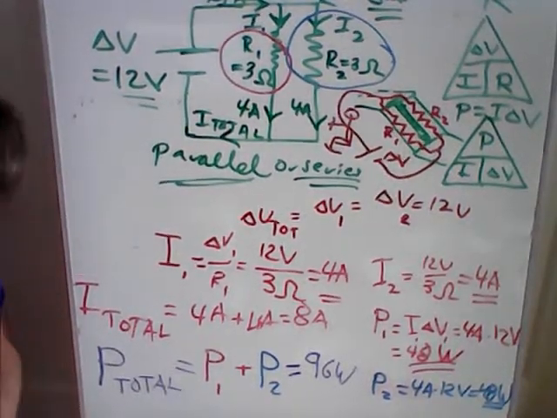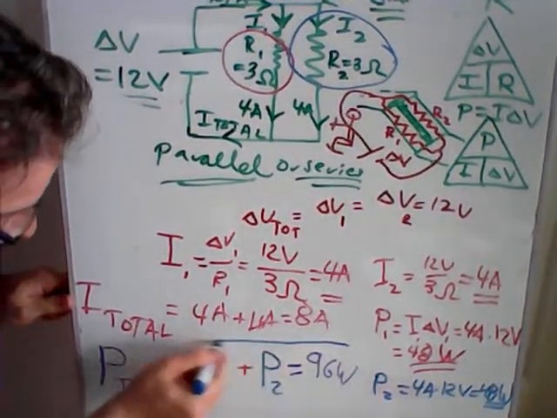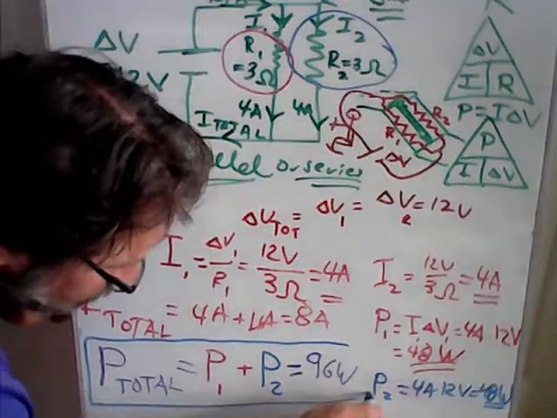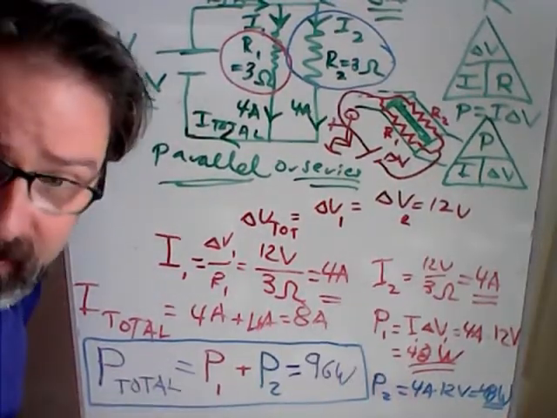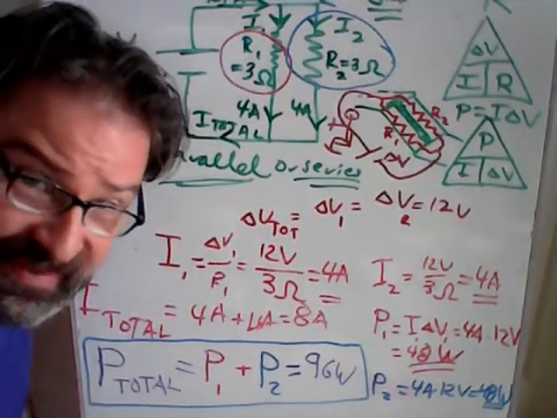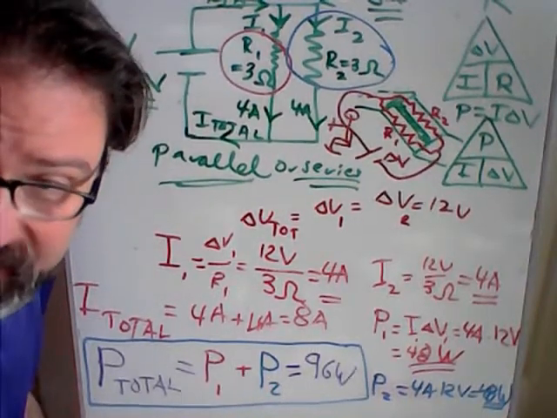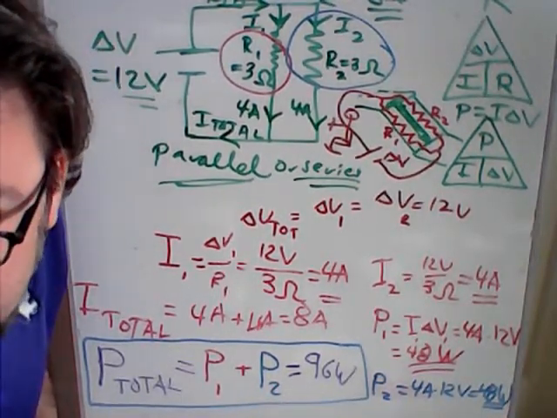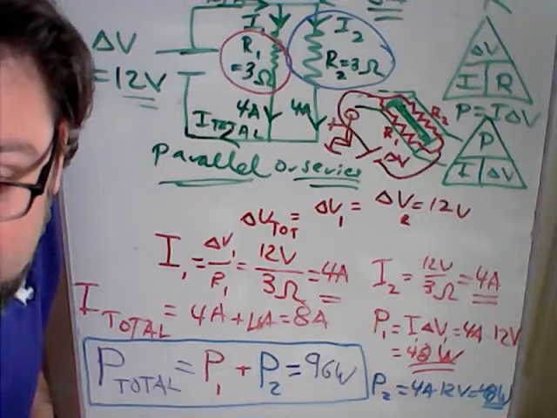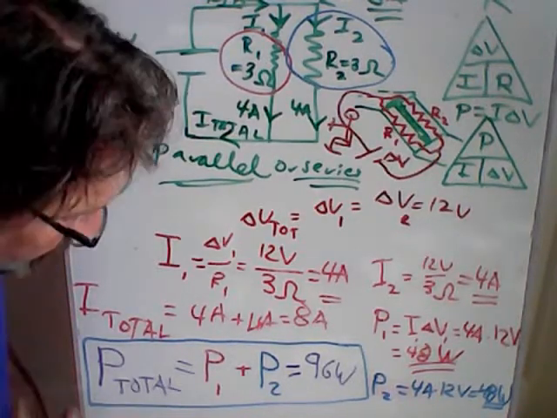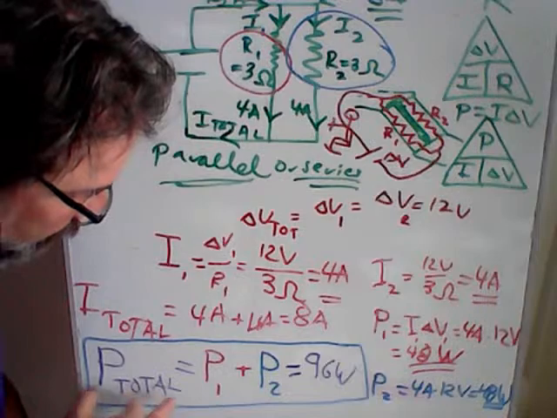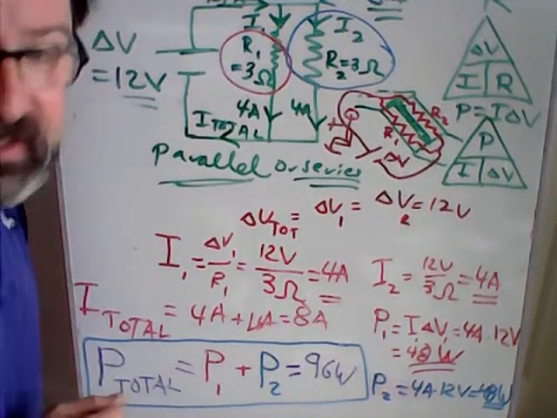So in the parallel circuit, we've analyzed that a little bit. Now it happens to be a situation where the resistors are equal, but the same principle would apply in the case that the resistors were different.